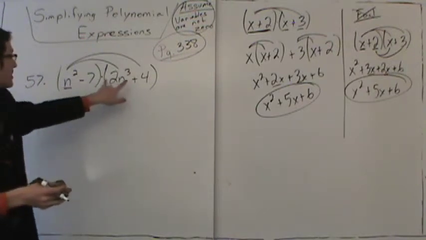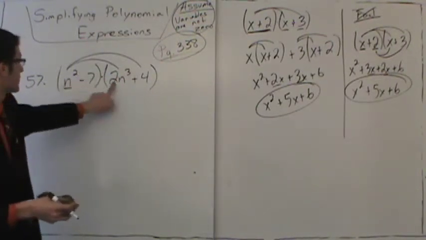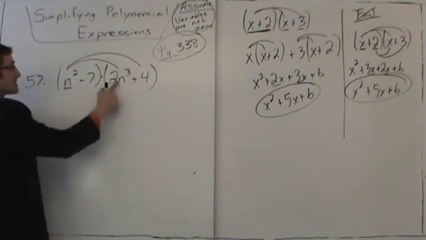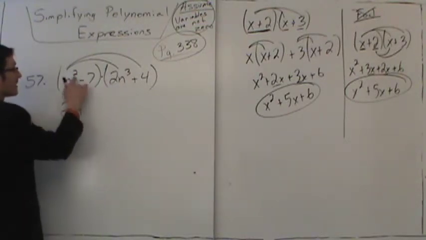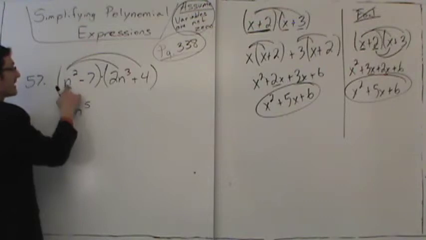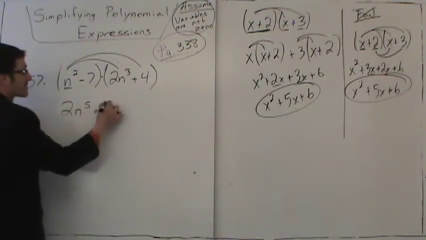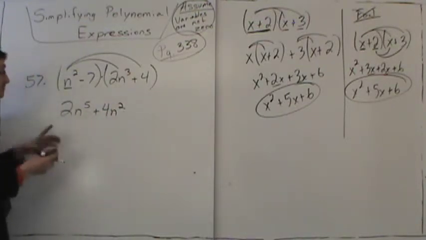This is a binomial times a binomial. Take the first term, multiply by both. We get n squared times n cubed, 2n cubed. We add the exponents. We get 2n to the what? 5th. Now take the n squared times the 4. We get what? Plus 4n squared.